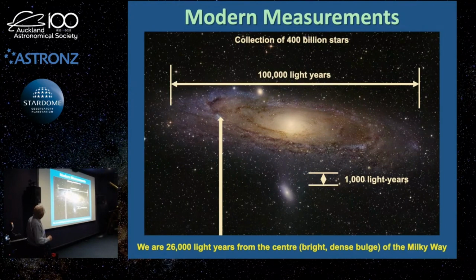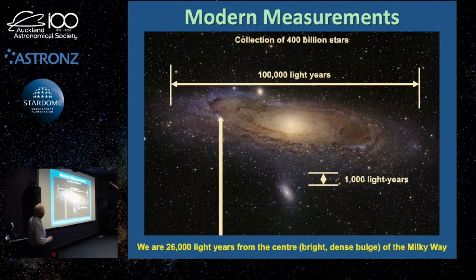From here to here, the diameter of the disk, about 100,000 light years across. That's how big the Milky Way is. Remember, 1 light year is 10 million kilometres. We sit out here halfway out. We're about 26,000 light years from the centre of the Milky Way, so we're about halfway up, very roughly. The thickness of the disk is about 1,000 light years, to give you an idea of that.